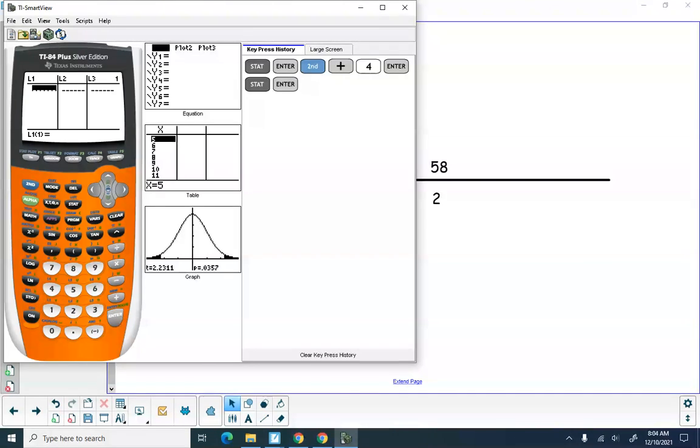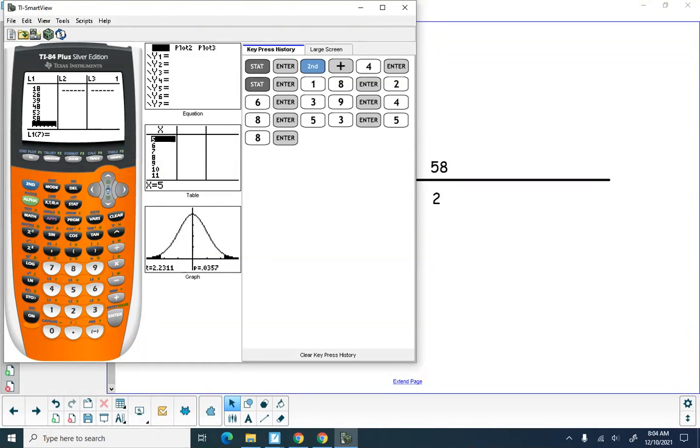What we want to do is edit, so we can enter in our data values. In our L1, we want to enter in our X values. In our L2, we want to enter in our Y values. So in your L1, enter in your X: 18, 26, 39, 48, 53, and 58. Your Y values are 16, 12, 9, 5, 6, and 2.